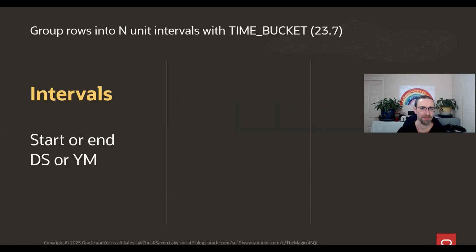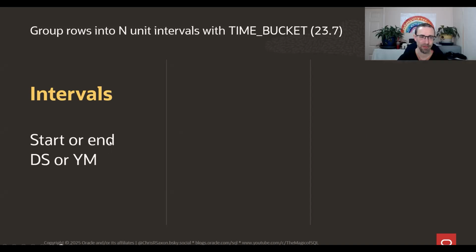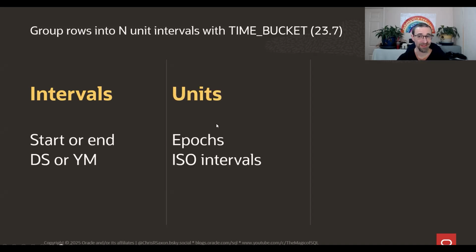So let's just recap on that. Time bucket, new in 23.7, allows us to work with any intervals we want, days to seconds, years to months, and just specify the start or the end as a keyword. We can use different units for this as well. It actually supports epochs, which I don't think any other functions in Oracle database support. And we can use ISO time intervals for the stride.